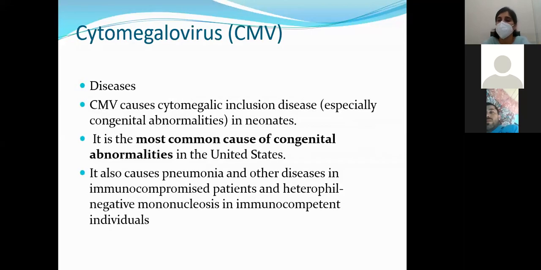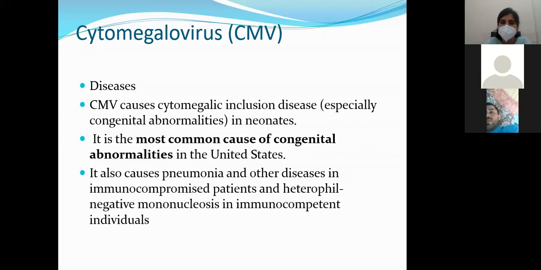Today we will start cytomegalovirus. CMV is the abbreviation of cytomegalovirus. Cytomegalovirus causes cytomegalic inclusion disease. It causes mostly congenital abnormalities in the neonates. It is the most common cause of congenital abnormalities in the United States. It is that common.